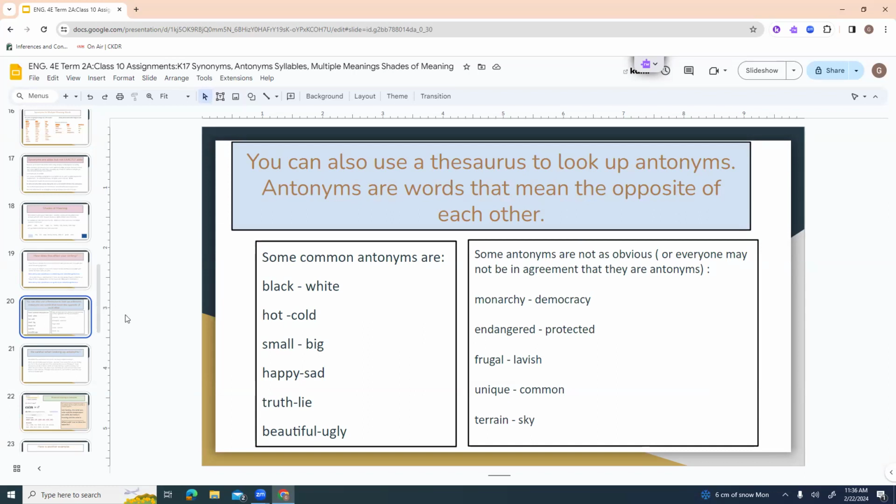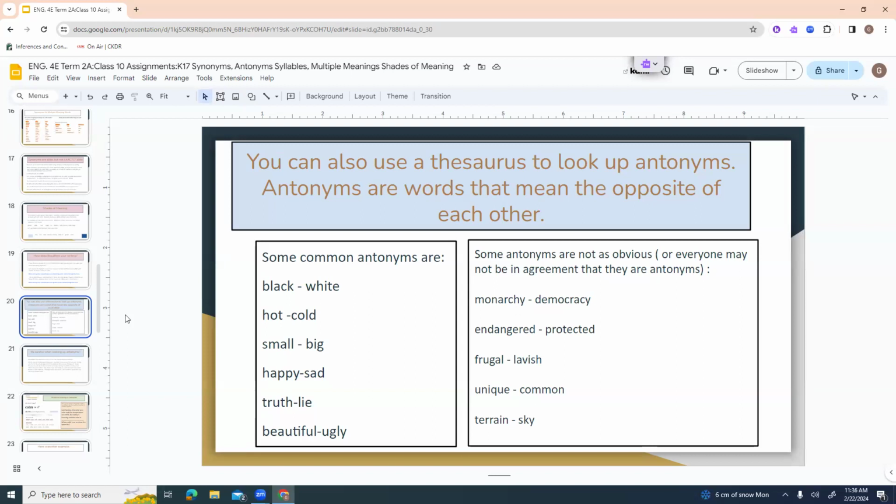You can also use a thesaurus to look up antonyms. Antonyms are words that mean the opposite of each other. And we use them all the time. Some very simple ones would be things like black, white, cold, hot, small, big, happy, sad, truth, lie, beautiful, and ugly.